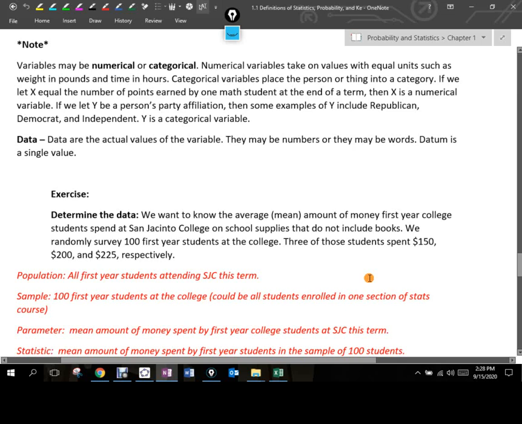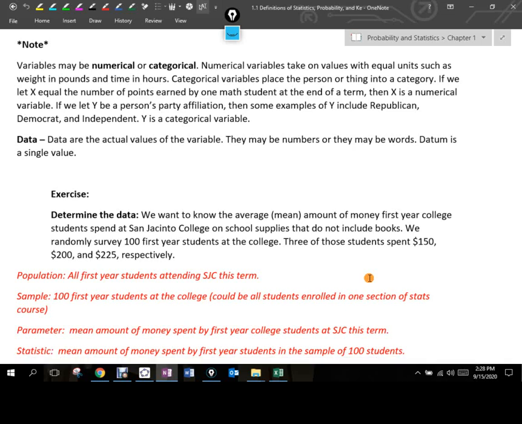Categorical, a lot of times when we collect that data, it is then somewhat difficult to actually do calculations with that data, but we'll investigate some categorical variables throughout the course. Categorical variables place a person or thing into a category, like we said, eye color or socioeconomic class, something like that.